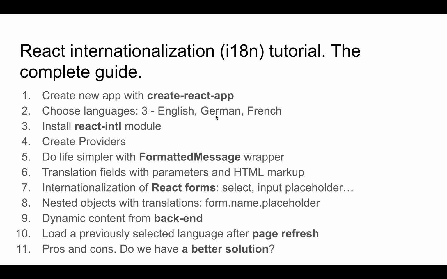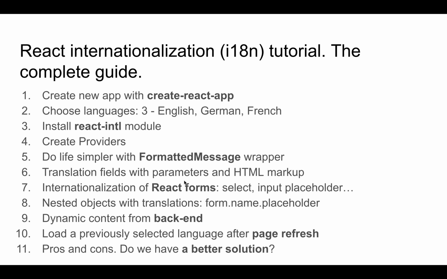First of all, we will use Create React App to create an app. Next, we will create this application for 3 different languages: English, German and French. We will use the React-Intl module to do it. And very important, in this version we will create architecture to build a scalable application with all the providers we need. Also, as in the previous one, we will create a formatted message wrapper to make our life simpler.